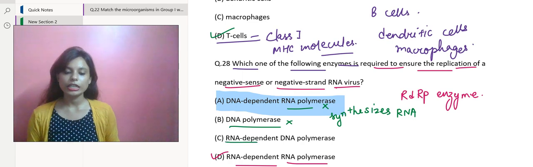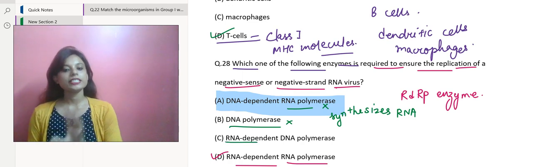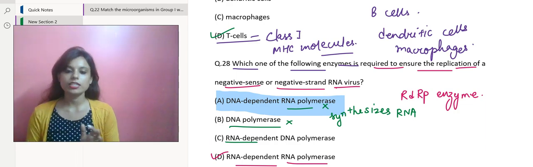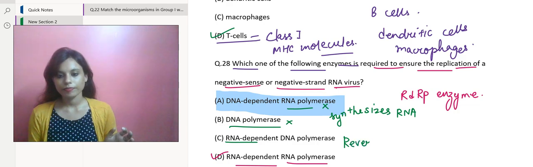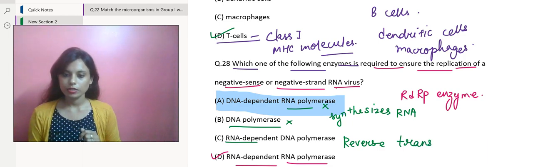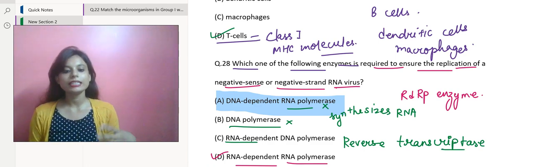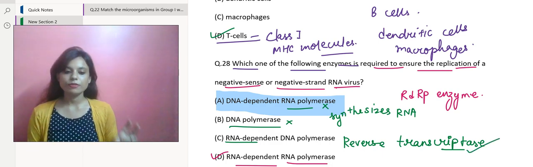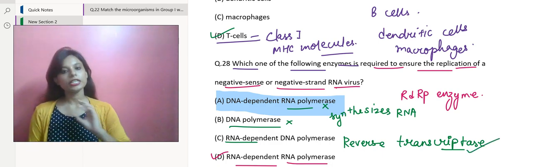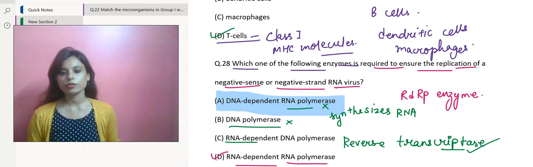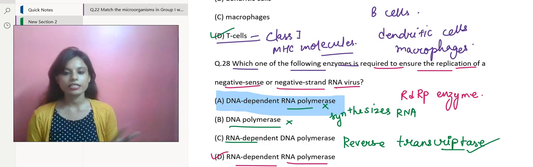Let's talk about the third option, that is option C, RNA dependent DNA polymerase. This is also wrong because the RNA dependent DNA polymerase is also known as the reverse transcriptase. It is an enzyme that synthesizes DNA from an RNA template. This enzyme is found in retroviruses, which are a different type of RNA virus that have a positive sense RNA genome. That is why this is also not coming under the negative sense or negative strand RNA virus.